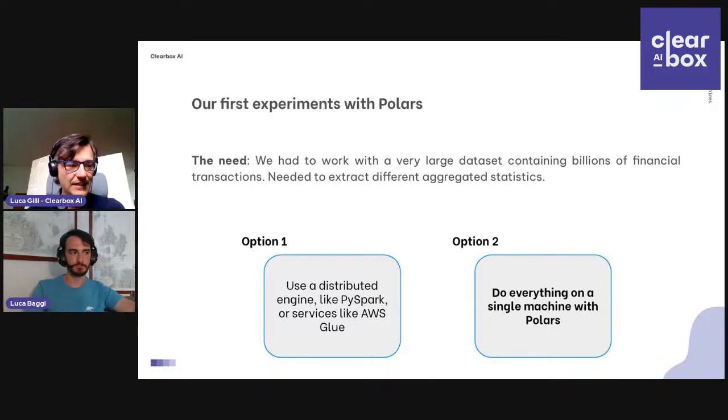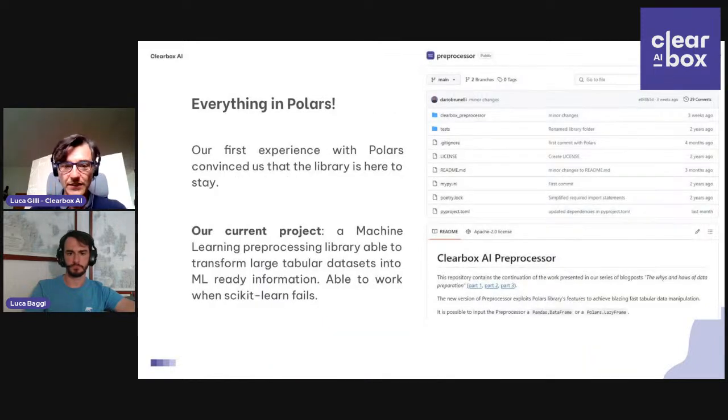We decided that okay, we need to use it not just for this project, but we need to refactor a lot of our code, because it was really a way to make it more scalable. So, for example, right now we're working on implementing Polars within a machine learning preprocessing library we are working on.